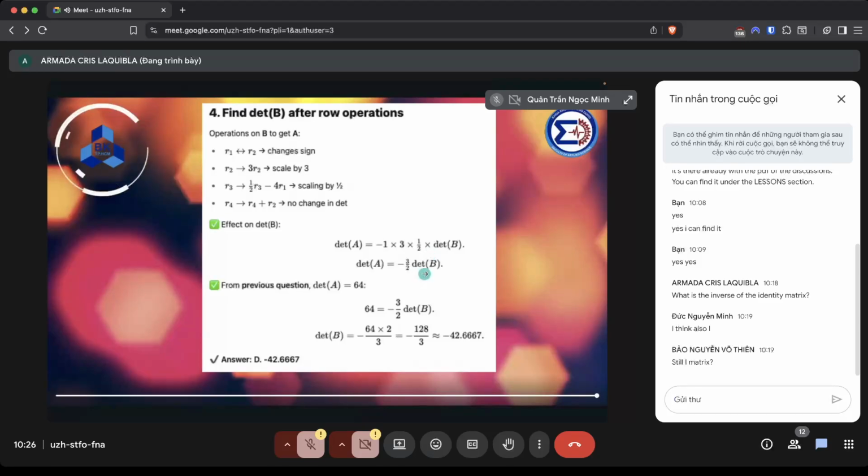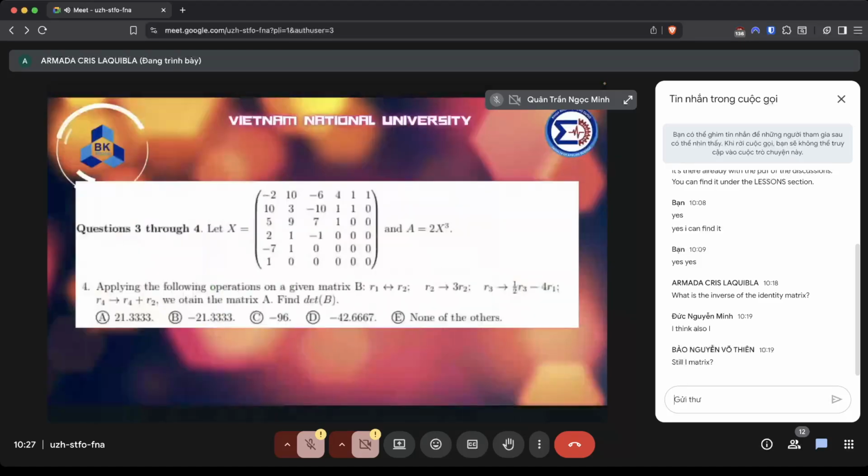So this, your determinant of A is given 64 already. This is your answer from question number 3. So if you have a wrong answer there in question number 3, you will get a wrong answer here also. So you have there 64. Transfer the negative 3 over 2 to the other side. It becomes negative 2/3. So we have here negative 64 times 2 over 3. The answer is negative 128 over 3, or approximately equal to negative 42.667. And that is found here in letter D.